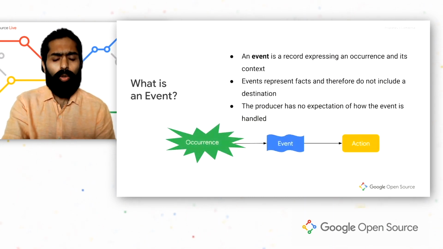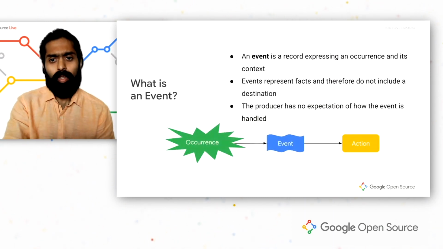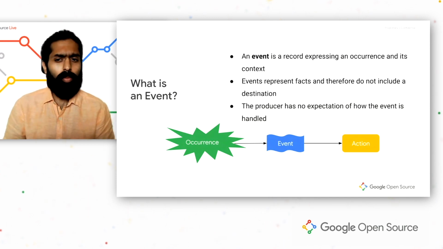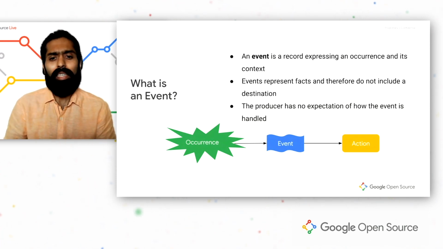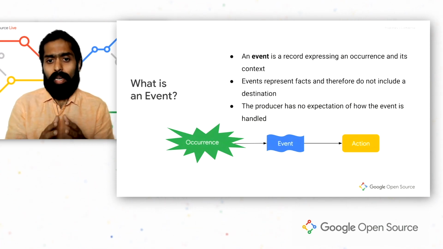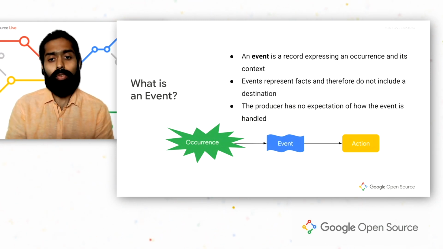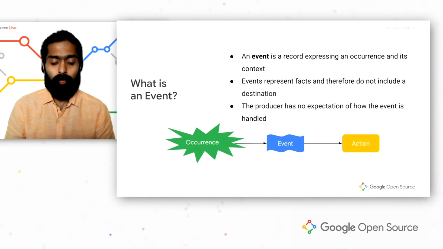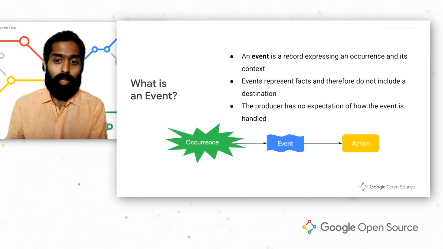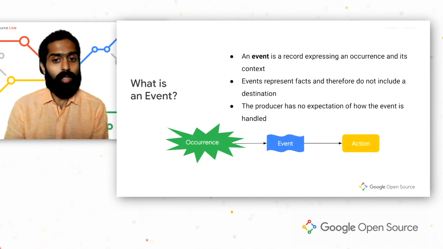But before I go into event-driven microservices architecture, I just wanted to take a step back and take a couple of minutes to go over what exactly an event is. Now, as a software system operates, an occurrence is the capture of a statement of fact. An event is a record expressing that occurrence and its context. An action is executed when it is notified about the occurrence by receiving the event.